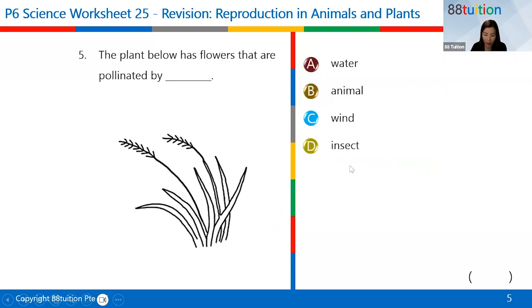Let's look at question 5. Now, the plant below has flowers. Do you see this diagram, very familiar to what you've seen before? Last worksheet, right? Same diagram, but the way they ask the question is a bit changed. So we know this is actually a plant with flowers that are pollinated, quite obviously, by the wind.